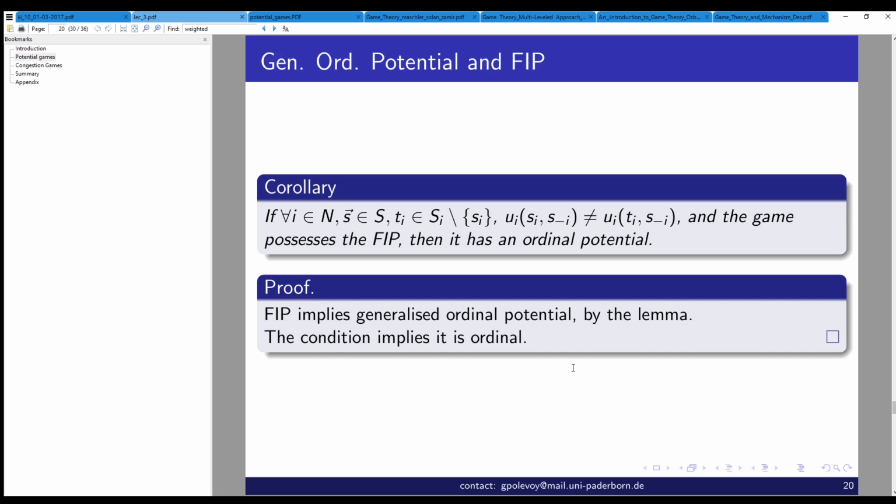Okay, the proof is simple. The finite improvement property, which we assume, implies, by the lemma we have just proven, that the game has a generalized ordinal potential. Now, the fact that you can never be the only one who changes the strategy and retain the same utility means that each generalized ordinal potential is also an ordinal potential. Because in a generalized ordinal potential, if you retain the same utility, the potential may change, it does not have to be the same. So in this case, this condition means that this generalized ordinal potential has to actually be just an ordinal potential, as we state.